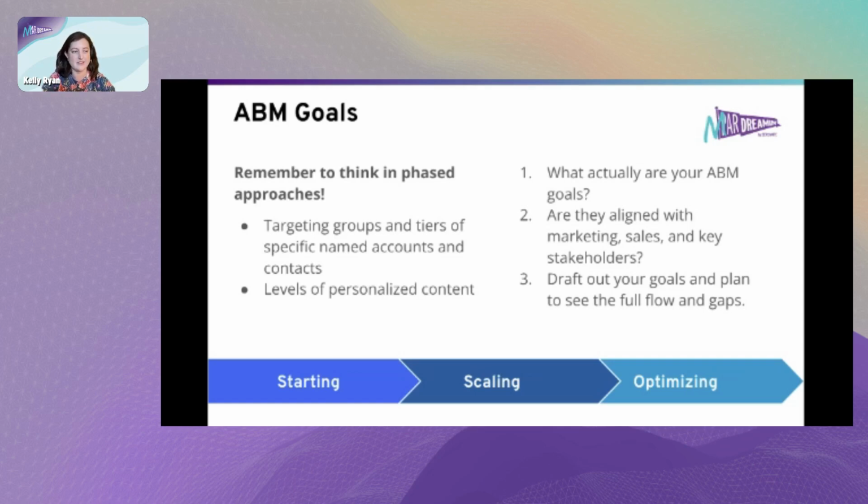Here's some things to think about. What actually are your ABM goals? Did your boss just see the acronym and go crazy for it, or do you have actual goals? Think it through. Then make sure those are aligned with marketing, sales, and key stakeholders. If you skip one of these people or departments, it's not going to work out in the end. And then finally, I like to say, draft out your goals and plans to see the full flow and the gaps. This is going to put red flags up easily or show you where you're feeling really good and ready to launch.